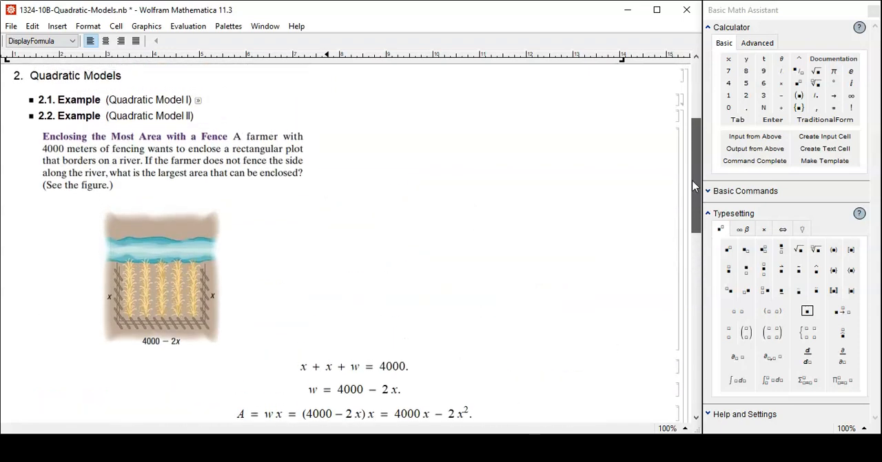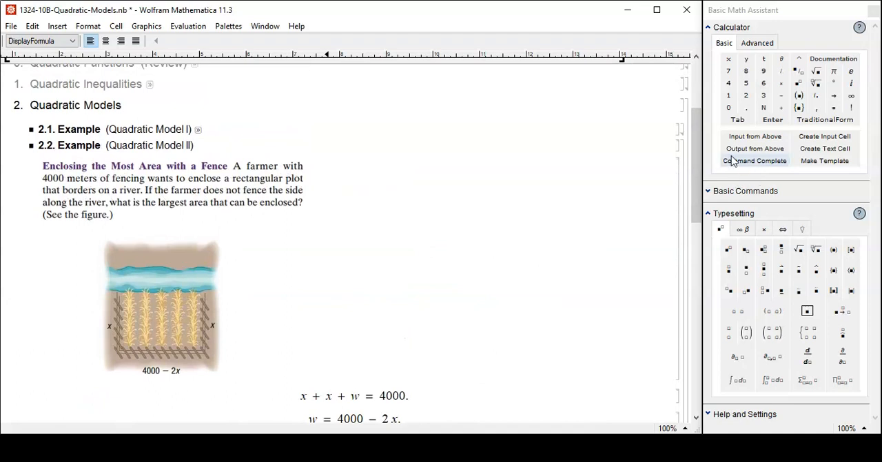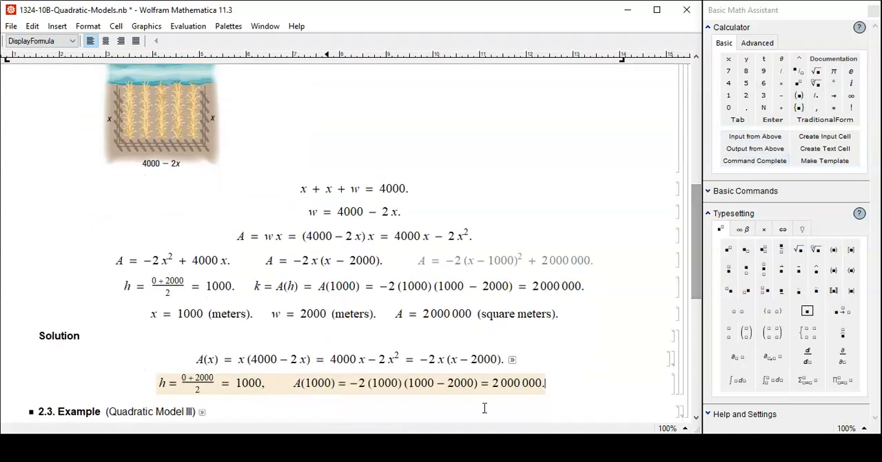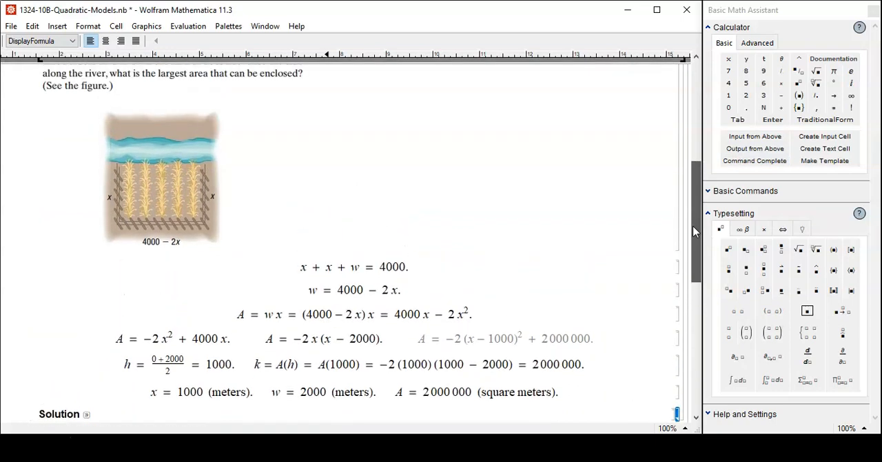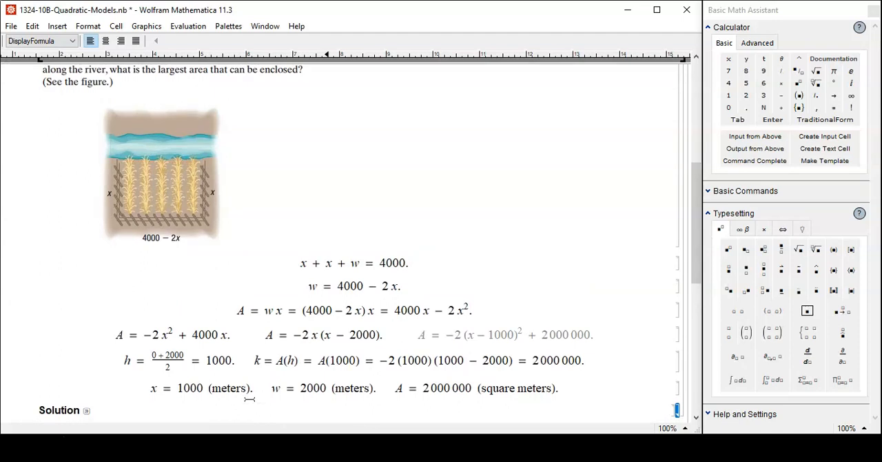And the problem asks you to find out the largest area. It asks us to find out the largest area, so that's the end of the problem. If the problem asks you to find out the dimensions, then it's 1000 by 2000, in which case we have 2 million square meters. We can answer like that.